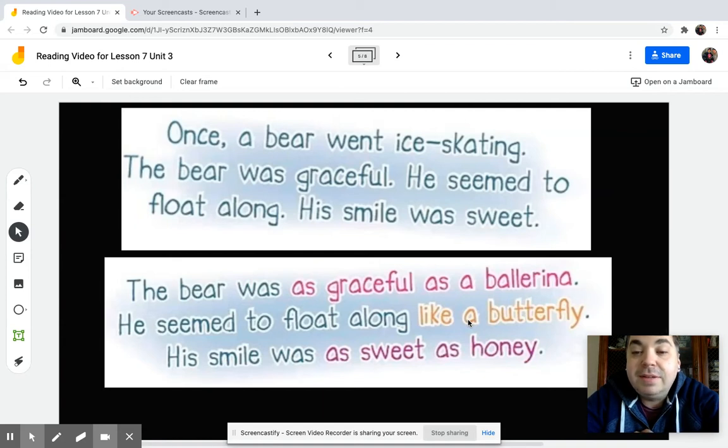And again, it's giving you that comparison. You've probably had honey before and you realize how sweet it is. So that tells you how sweet the bear's smile was. So using those comparison words in writing is a great way of making your story pop a little bit more, making your story have a little bit more of that literary language is just really important. So think about that in your own writing as well.